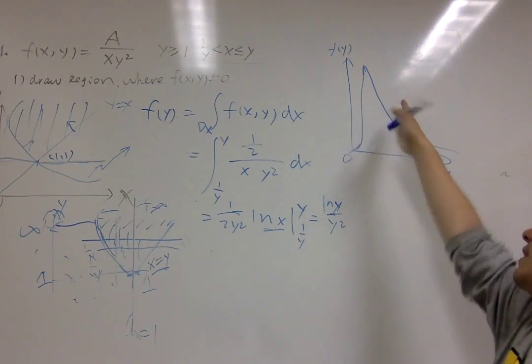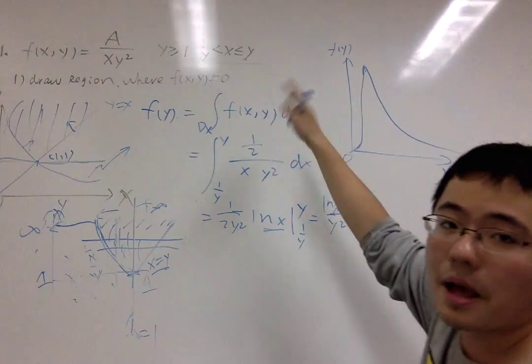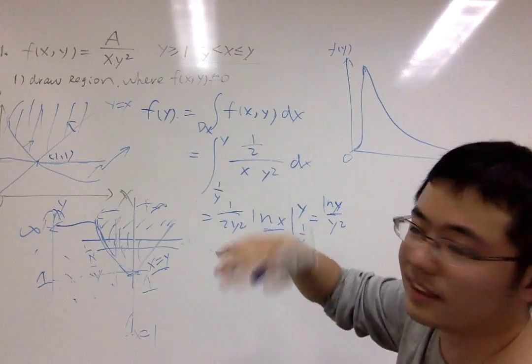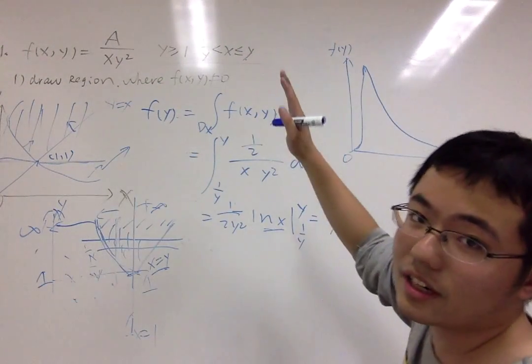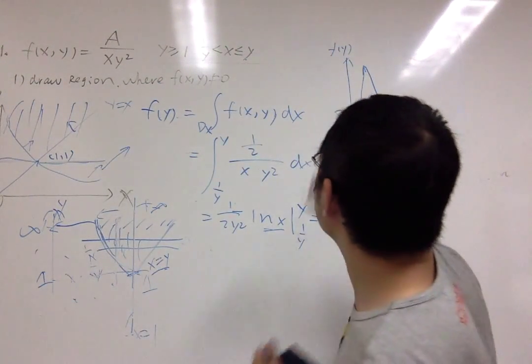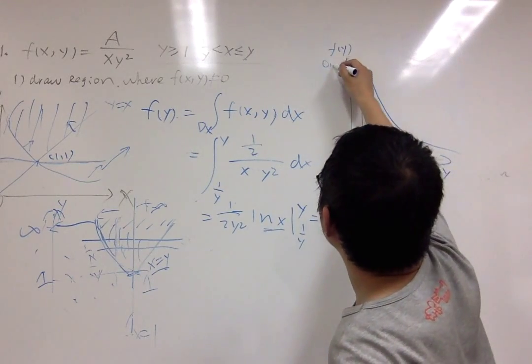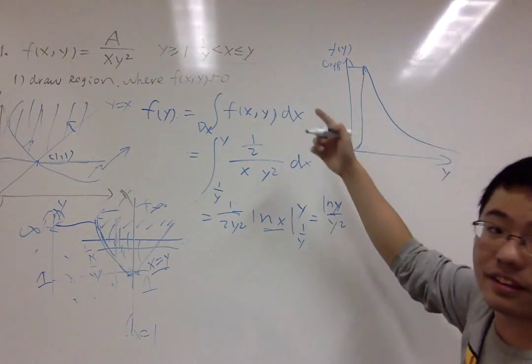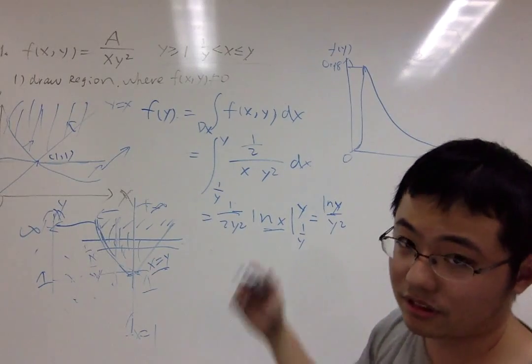In this case, the function just goes like this, and there's a peak. The function at first soars, the peak is actually about 0.18, and then it plummets. It just goes like this.